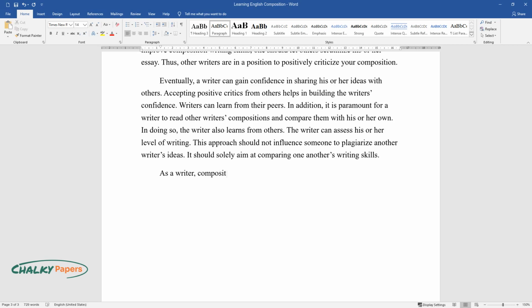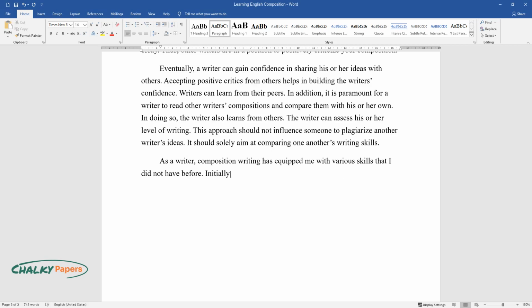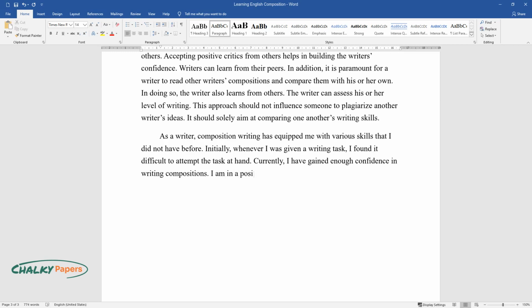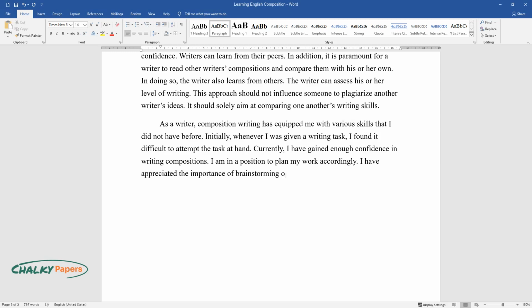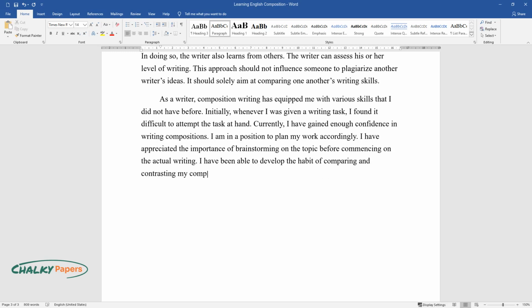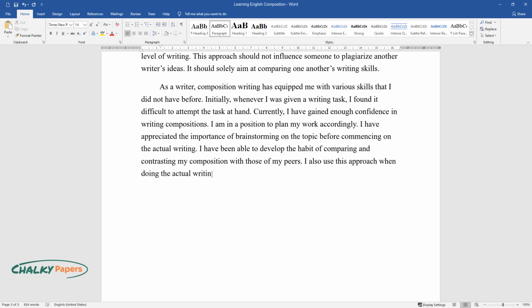As a writer, composition writing has equipped me with various skills that I did not have before. Initially, whenever I was given a writing task, I found it difficult to attempt the task at hand. Currently, I have gained enough confidence in writing compositions. I am in a position to plan my work accordingly. I have appreciated the importance of brainstorming on the topic before commencing on the actual writing. I have been able to develop the habit of comparing and contrasting my composition with those of my peers. I also use this approach when doing the actual writing to compare and contrast the ideas in my composition.